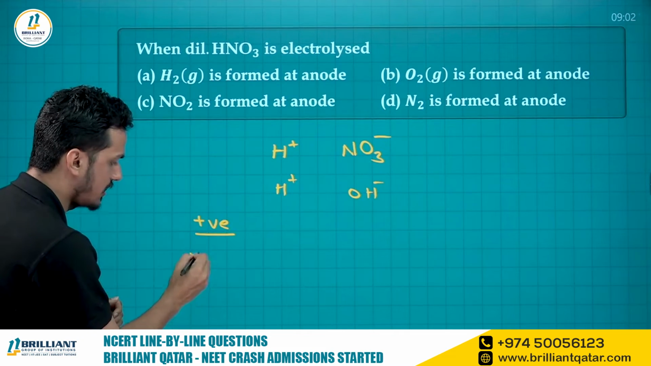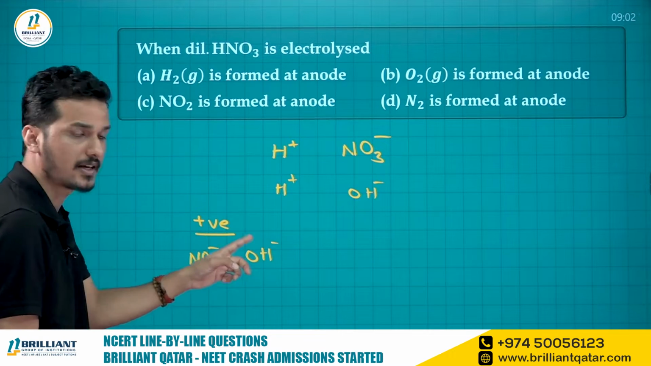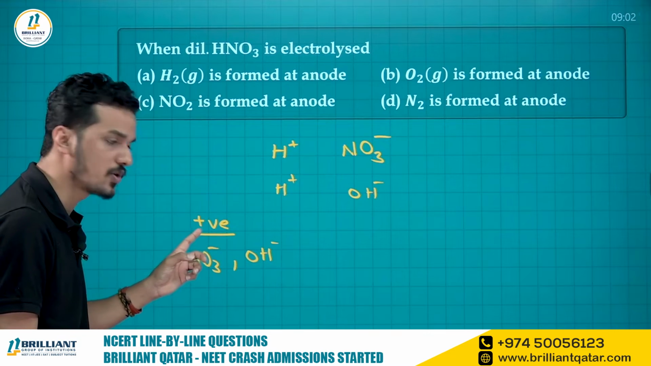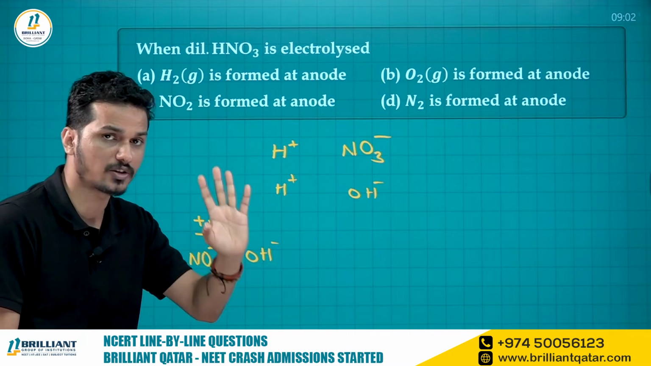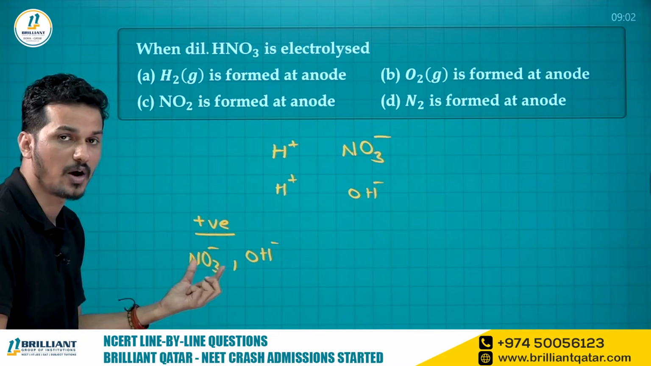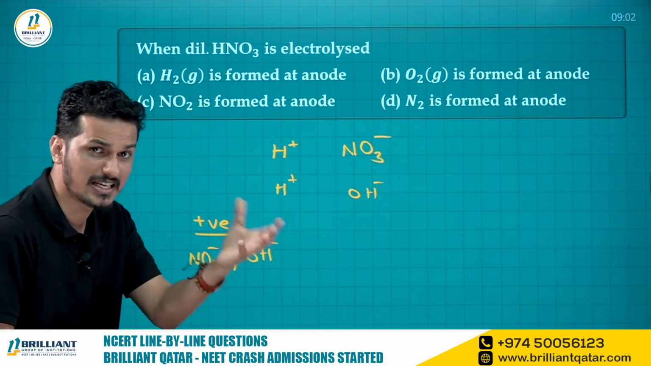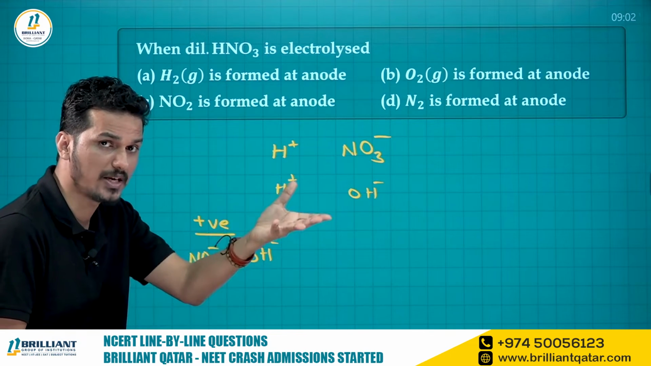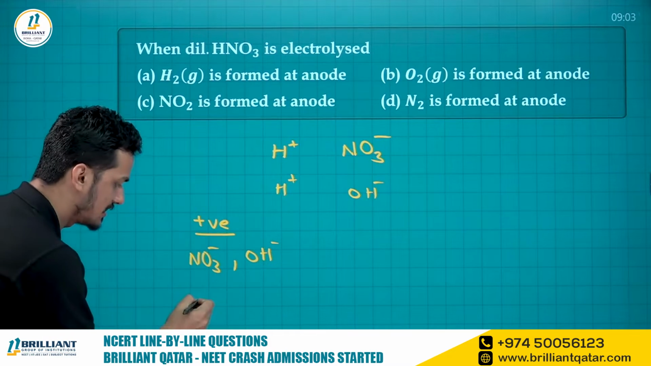NO3 minus as well as OH minus will be attracted towards the positive electrode. At the positive electrode, electrons will be removed. De-electronization will take place. Which one will do it? NO3 minus has a high discharge potential, so its tendency toward de-electronization is less. Higher discharge potential means discharging is less. So OH minus will discharge.